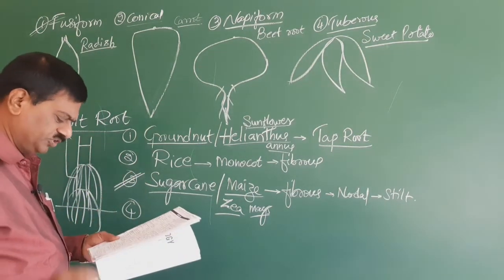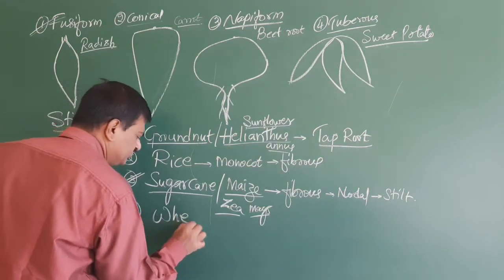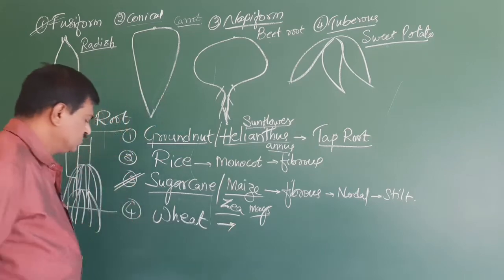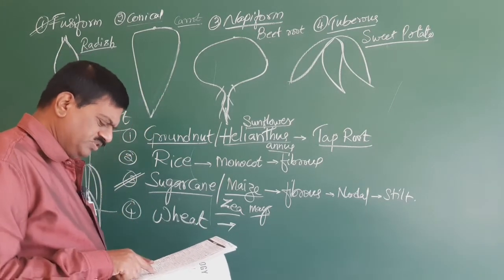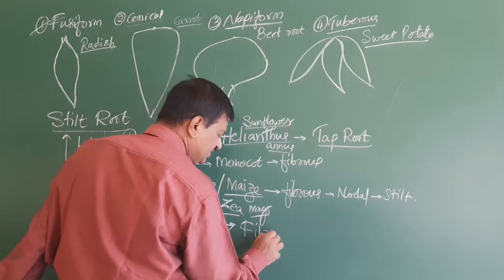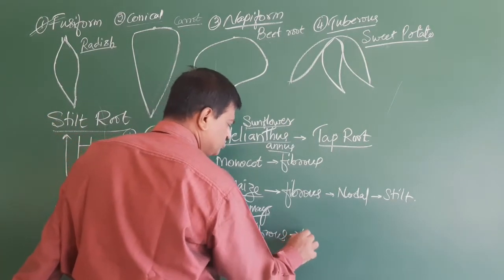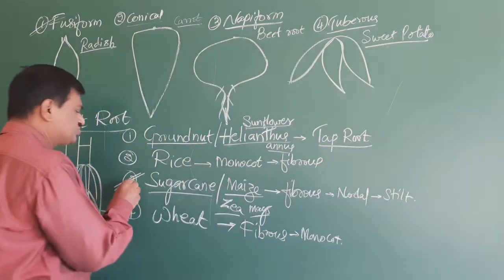And in the fourth option, we go for wheat. In wheat, there is a presence of fibrous root system. Again, it is a monocot. So here the right answer is sugarcane.